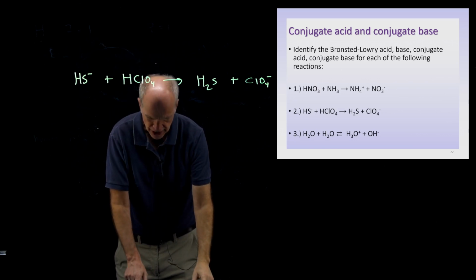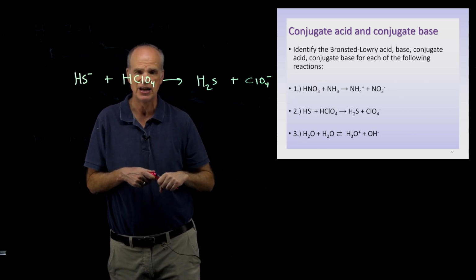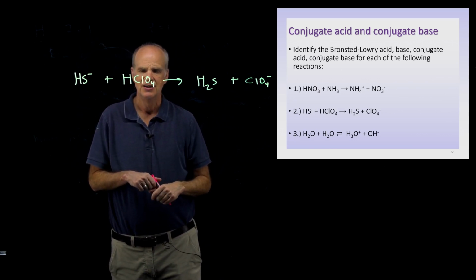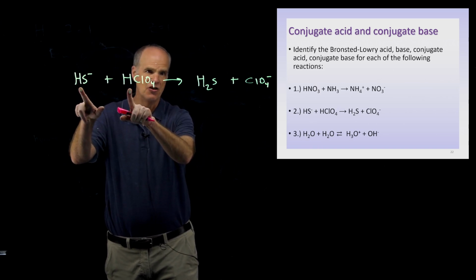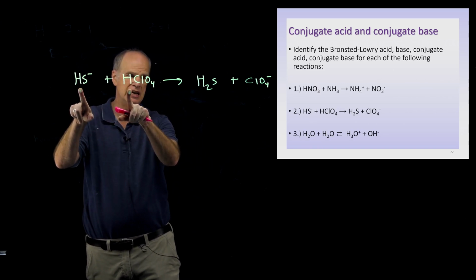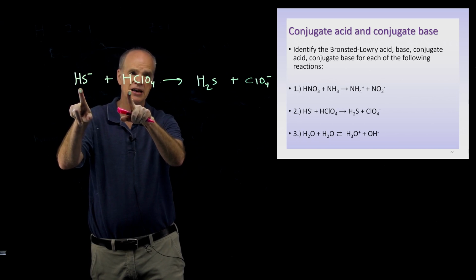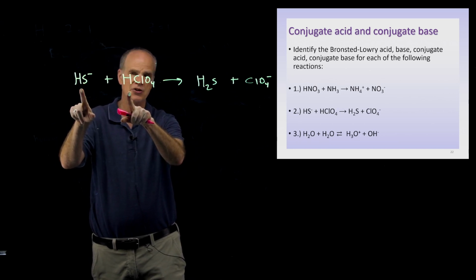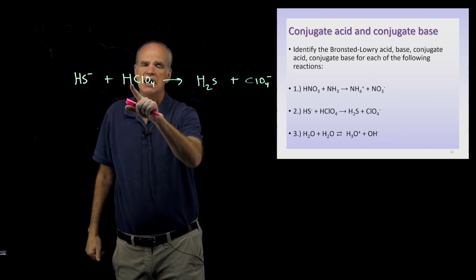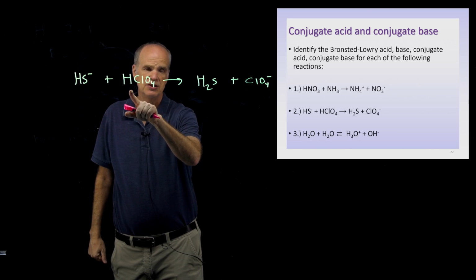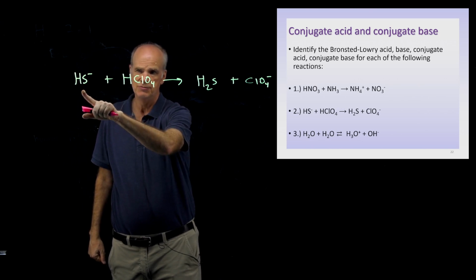Well, first we go to the reactants and figure out which one's acting as an acid, which one's acting as a base. So this is a little tricky because here you can see both molecules have a hydrogen ion potentially that could be donated. So you have to figure out, is it HS minus that's donating its hydrogen to perchloric acid, or is it hydrogen leaving the perchloric acid and being donated here to the hydrosulfide ion?